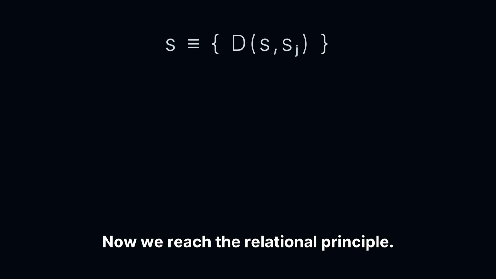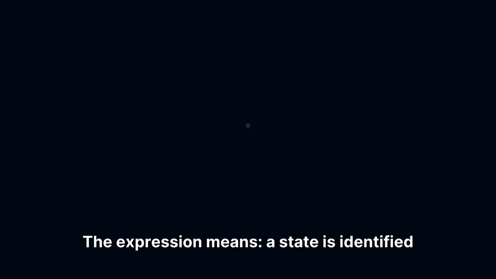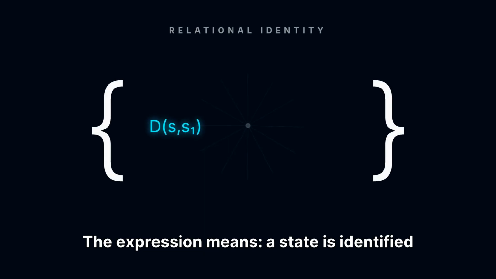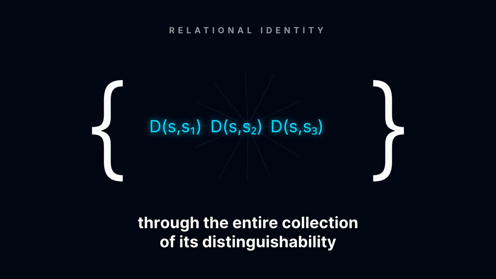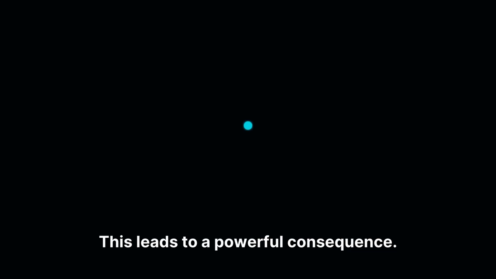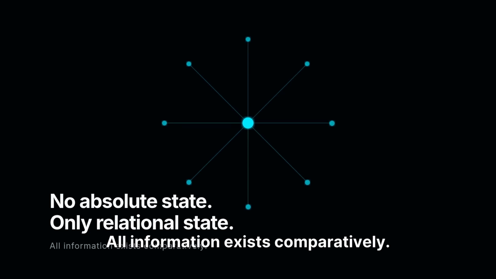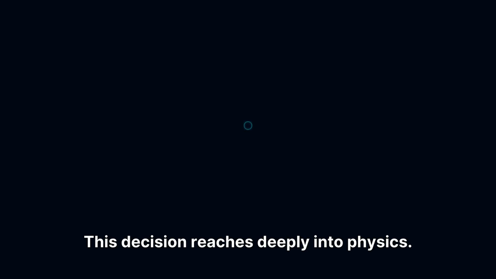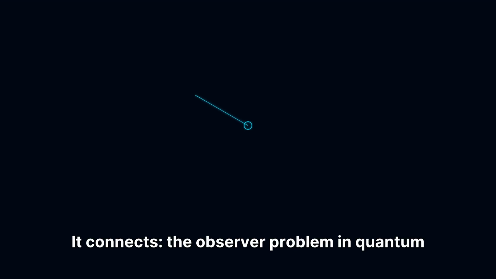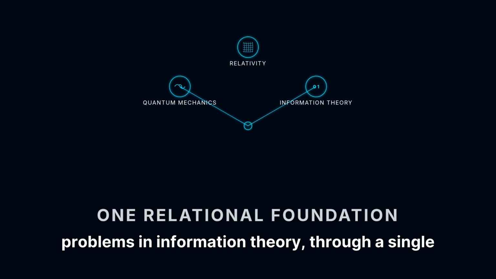Now we reach the relational principle. A state is defined only through its differences from other states. The expression means a state is identified through the entire collection of its distinguishability relations. Its identity is relational. This leads to a powerful consequence. There is no absolute state. There are only relational states. All information exists comparatively. This decision reaches deeply into physics. It connects the observer problem in quantum mechanics, coordinate dependence in relativity, and reference problems in information theory through a single relational foundation.